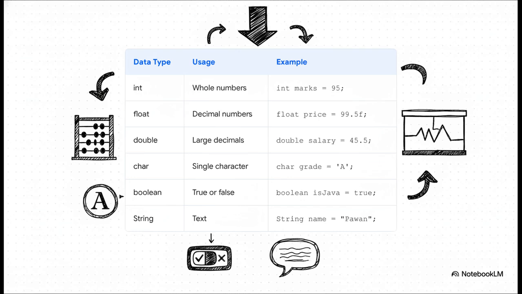For really large decimals, you step it up to a double. Now, if you just need a single letter or character, use char. And notice the single quotes around the a. For true or false questions, you use boolean. And finally, for actual text or words, you use string, and that requires double quotes. Getting these basic rules down is absolutely crucial to mastering Java.